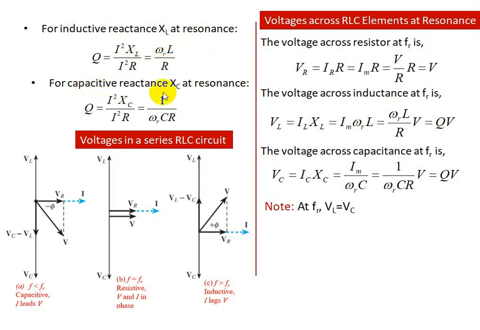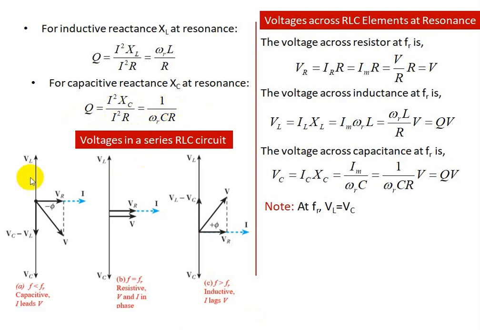For capacitive reactance Xc at resonance, again Q can be written as reactive power of capacitor divided by real power of resistor, I square Xc divided by I square R. That is 1 by omega R C into R.